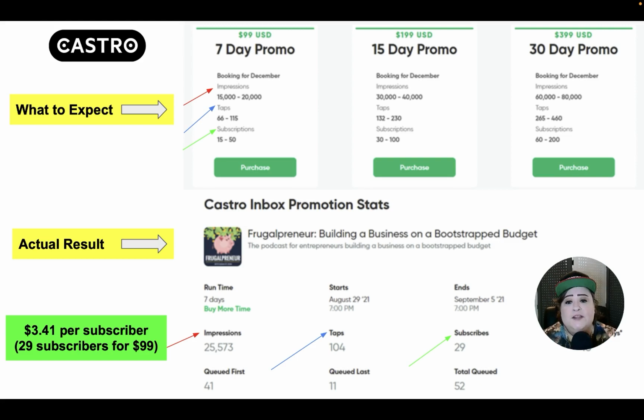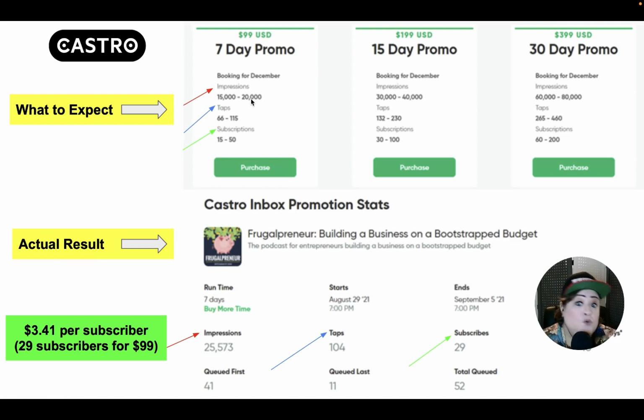So the difference between those is an impression is how many times your ad is seen. A tap is how many times your ad is clicked on, and a subscription is how many people have actually clicked subscribe or follow or whatever. So that was what to expect. Now here's the actual result. And the result was better than the expectation, which is always a good thing.